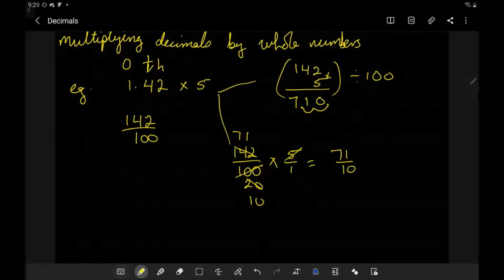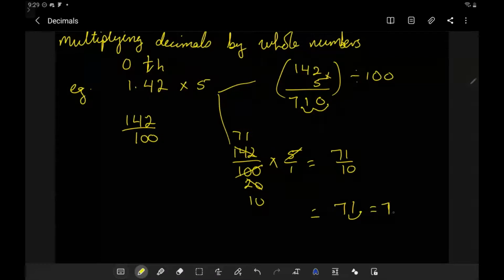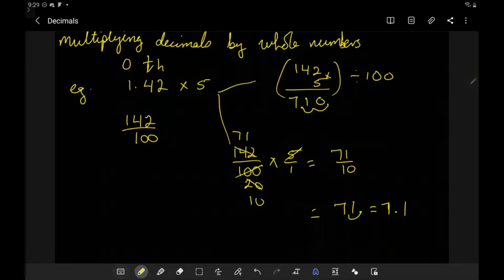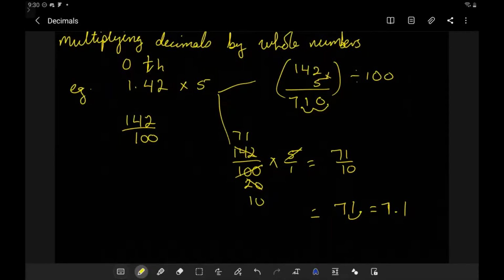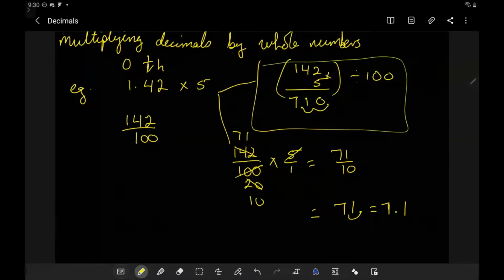And what is 71 divided by 10? It is just 71, there's the decimal point, and we move it one space. So it's 7.1, which is the exact answer we got above, right? So either way is fine, but for the sake of this class right now, since we already finished with fractions, we want to use more decimals. So I would like you all to do the decimal version of this multiplication.